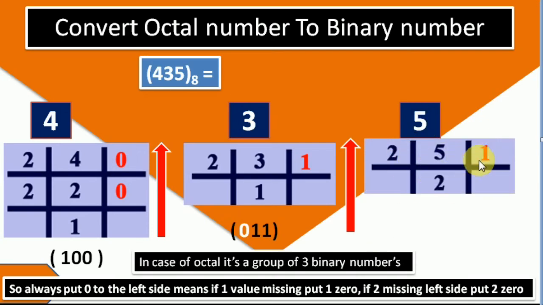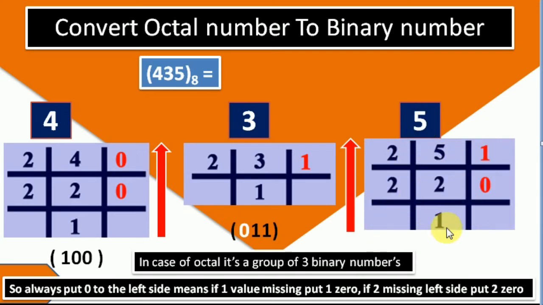2 2s are 4, 1 is left. 2 1s are 2, 0. So what is the binary of 5? 1 0 1. Now what do you have to do?